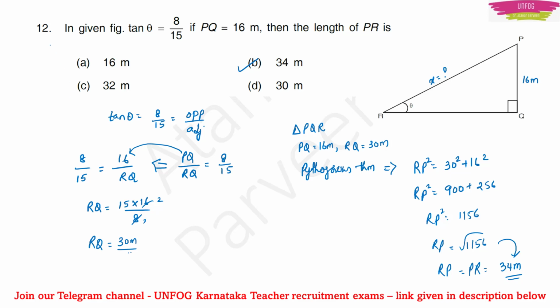Okay. So you can take it as an important sum. Of course, all are important only. Among that also you can take this one as an important sum, because it's a little different, right? Here what you have done, first you have taken tan theta and you have found the adjacent side. Opposite side was already given. You have found the adjacent side using tan theta. Then later you have applied Pythagoras theorem and found the hypotenuse, which is PR, which is asked in the question. Okay.